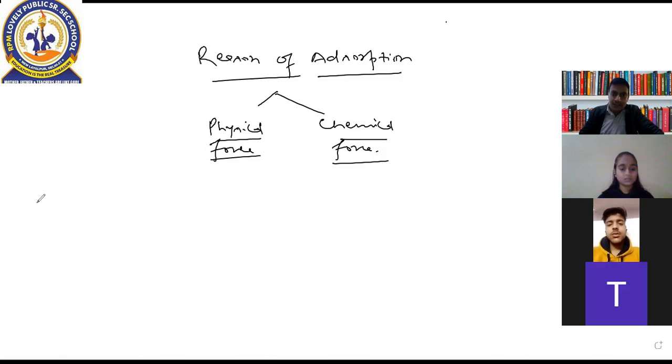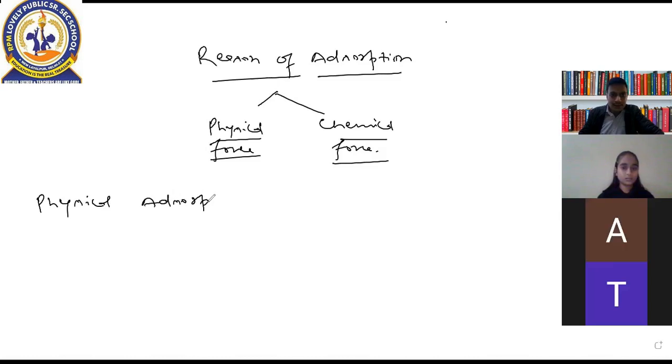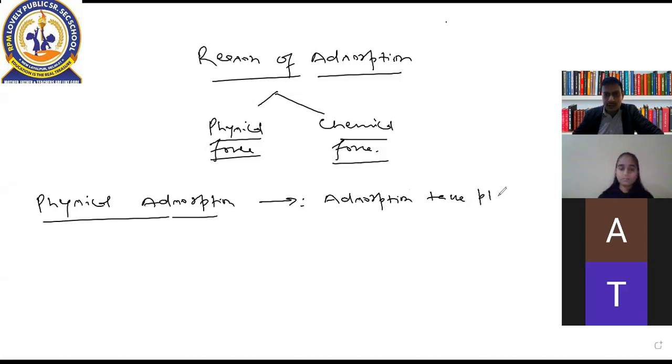So on the basis of those two reasons, adsorption can be classified. First is physisorption, that is called physical adsorption. What is this? Adsorption takes place due to physical force of attraction, and this attraction takes place between the adsorbate and the adsorbent. The physical force of attraction. This is all about physisorption.